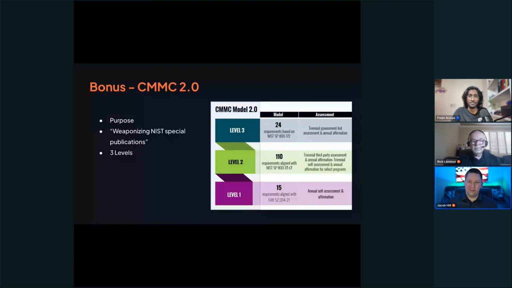When I spoke to Dr. Ron Ross, he mentioned the term weaponizing NIST special publications, putting contractual clauses saying you have to implement this NIST special publication, whether it's 800-171 or 800-172. So that's all very interesting. We can move on to the next slide.